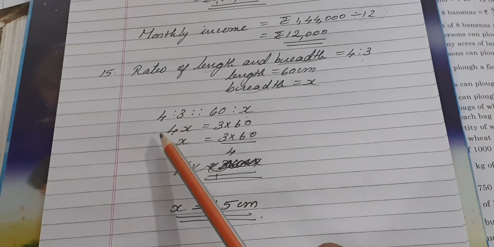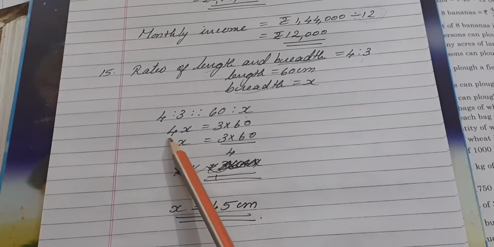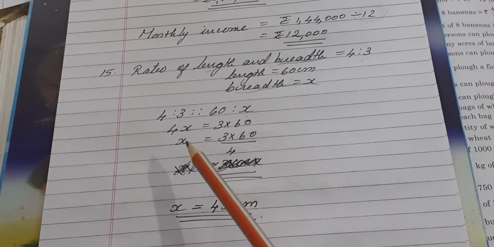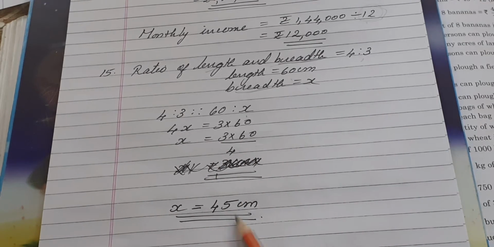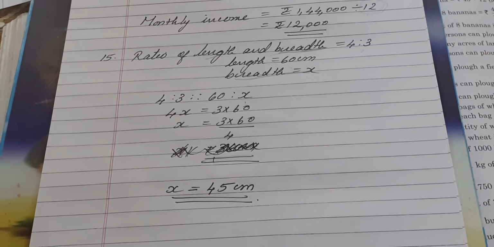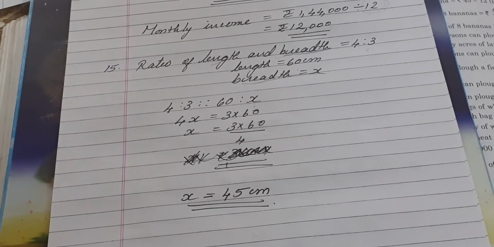So the proportion will be 4:3 is proportional to 60 is to x. So 4x will be equal to 3 into 60. So what will be the value of x? 3 into 60 divided by 4. So x is equal to 45 centimeters. That means the breadth is equal to 45 centimeters. All of you do all these questions in your notebook.